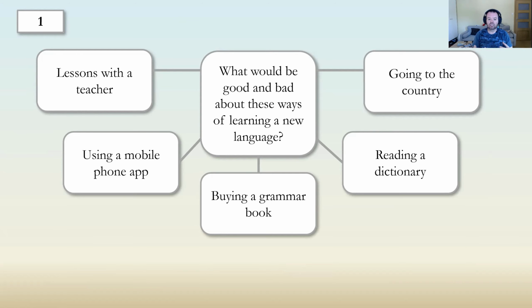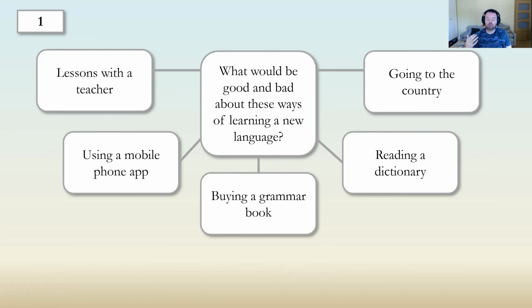And then the interlocutor says, good, now talk together about what would be good and bad about these ways of learning a new language. And for this, they have 2 minutes. One thing you want to get your students to avoid is immediately using a superlative. Or lessons with the teacher, that's the best option, definitely. Because actually that's going to come up in about 2 minutes.